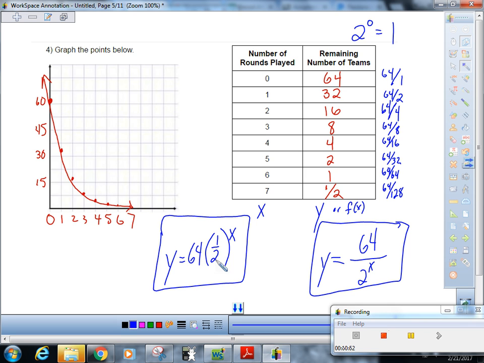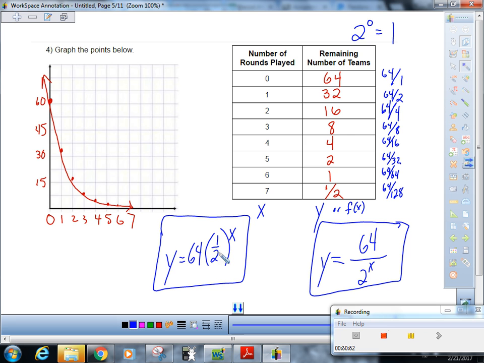This number right here is what happens every time something happens. And in our scenario, it was every time another tournament round was played. In the rabbit scenario, it was every time a gestation period was completed. Okay? And then this always just stays the same. So every time another tournament round was completed, we had half as many tournaments.